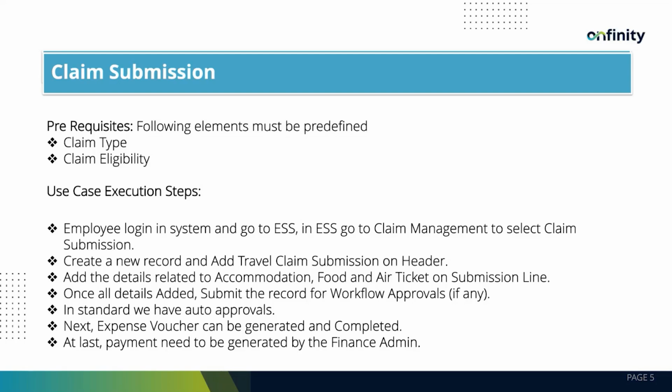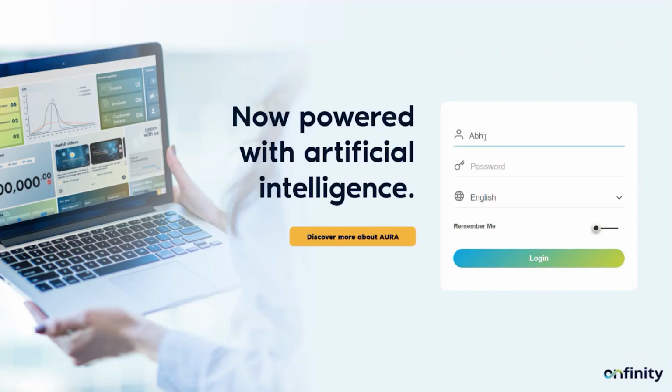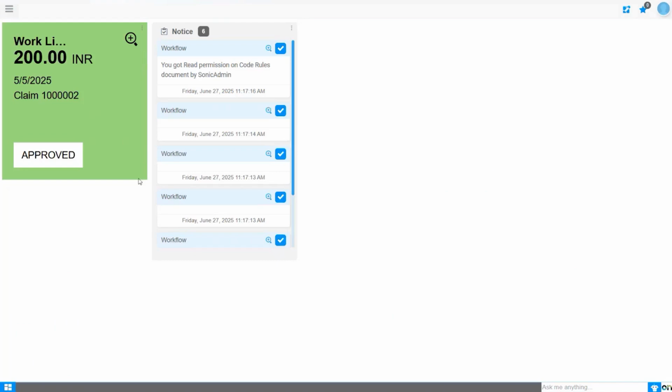Now, let's see how to perform this process in the system, starting with claim creation through ESS, followed by payment generation by the finance admin. Let's begin with the login process. Start at the login screen. Enter your user ID and password, then click Login. Upon successful login, the employee will be directed to the homepage.